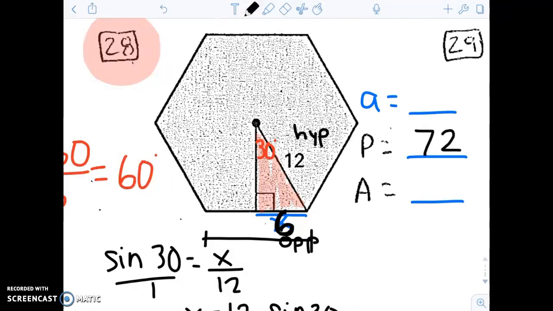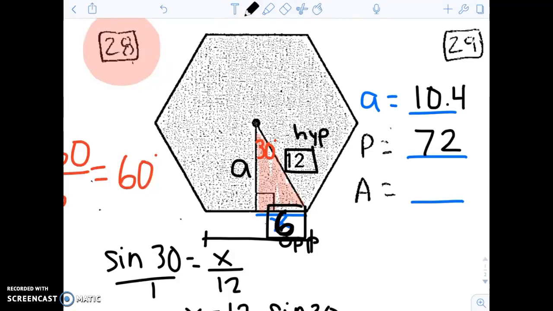Alright, perimeter done. Now I need the apothem. So one way to get the apothem, which is this length right here, is I could do Pythagorean theorem. Since I know two sides on my right triangle, you could use Pythagorean theorem. You could also use the shortcut with the square root of 3, or you could do trig again. Either way you do it, you're going to find out your apothem is 10.4.